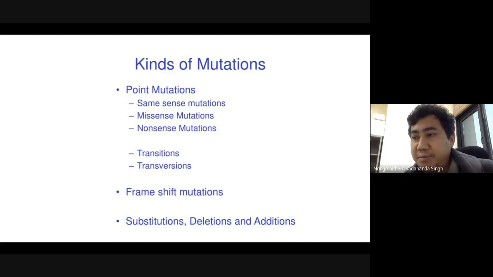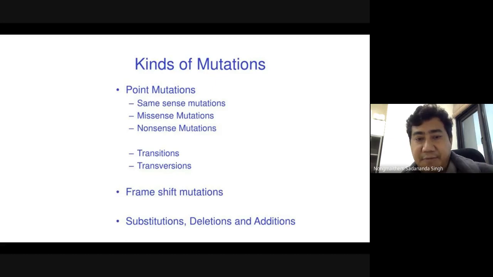Depending on the type of change in the nucleotide identity, for example, the change can be pyrimidine to pyrimidine, or pyrimidine to purine, or purine to purine. So depending on this, there are two types of mutations. Transitions: purine to purine or pyrimidine to pyrimidine changes are called transitions. And you have transversions: those are pyrimidine to purine or purine to pyrimidine changes in the nucleotide.